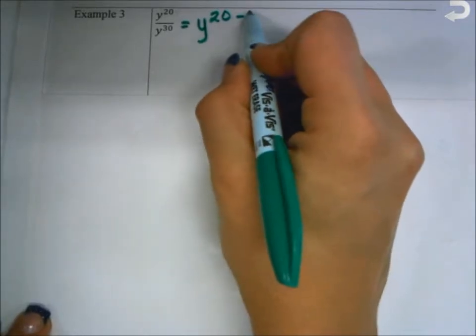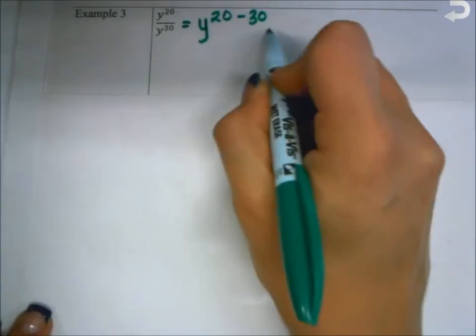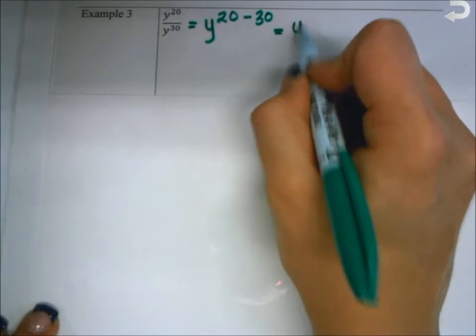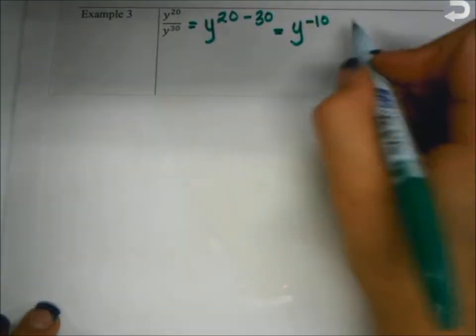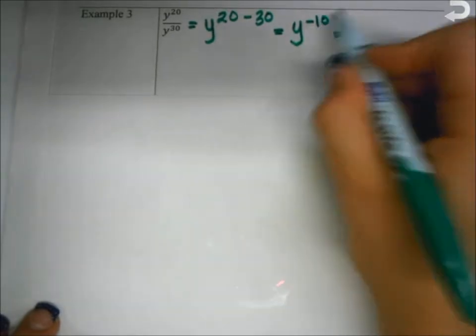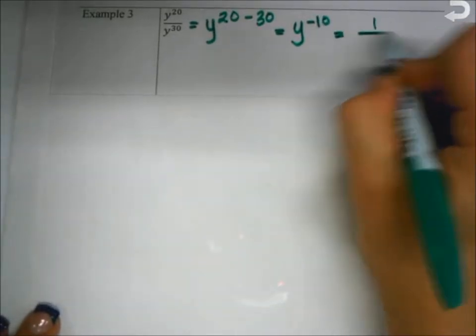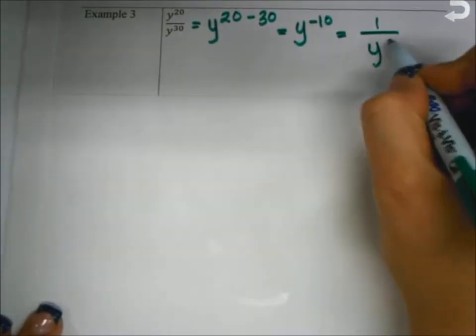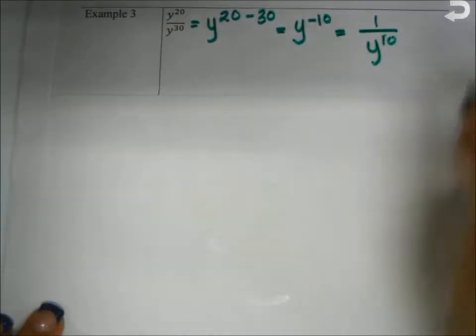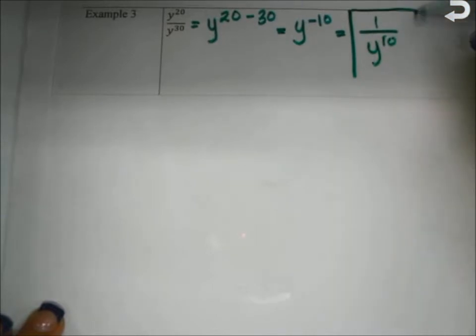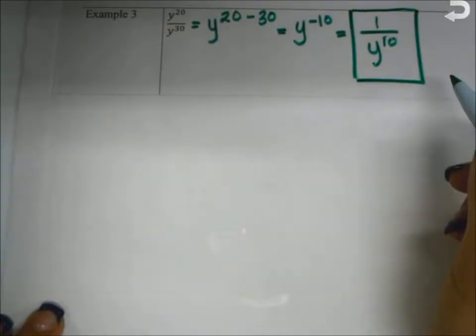Now this time, 20 minus 30 gives me negative 10, and I have a negative exponent. So what I do is I take the reciprocal of that. So we have 1 over y, and since I've taken the reciprocal, the exponent becomes positive. So my answer is 1 over y to the 10th. Everything is now positive, so that is my final solution.